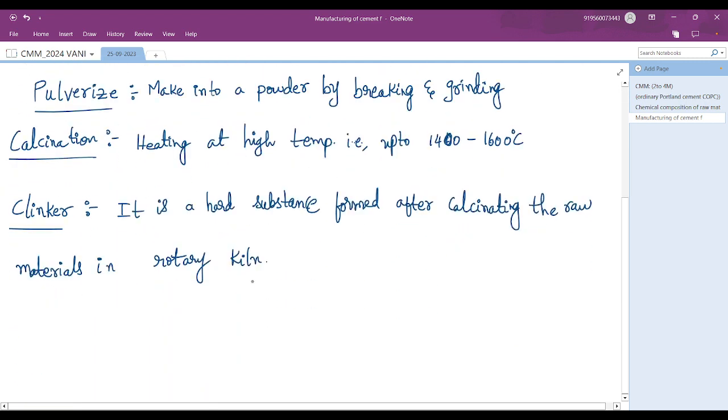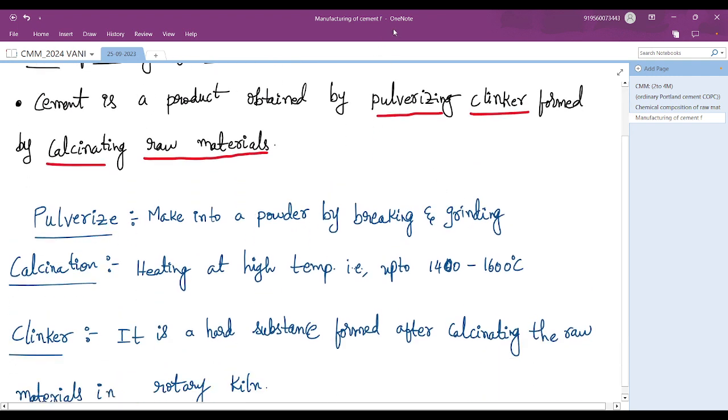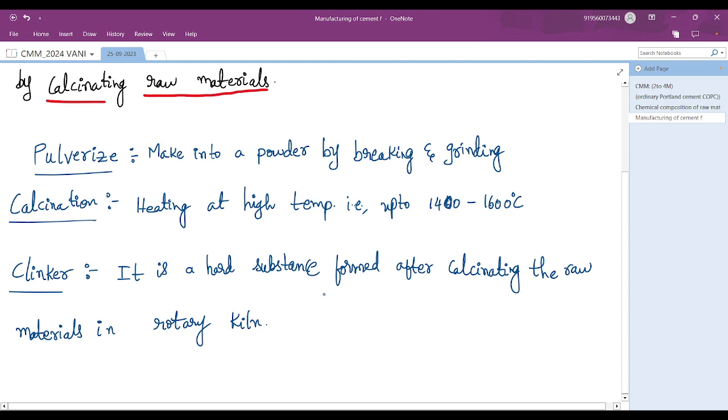Okay, these are the words that we have discussed here in the manufacturing of cement. So what is meant by pulverizing? Pulverizing is nothing but make into a powder by breaking and grinding. Then what is calcination? Heating at high temperature, that is up to 1400 to 1600 degrees centigrade. Because of this heating of ingredients, there forms a hard rock-like substance known as clinker in the rotary kiln. That hard rock-like substance has to be made into a powder form, known as pulverization. So this is how the cement is manufactured. Clear, all of you?